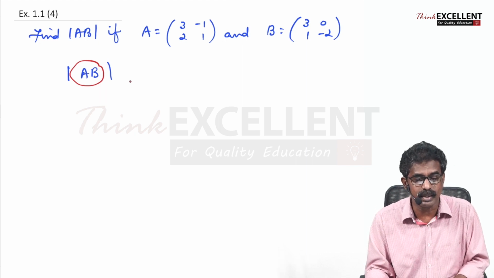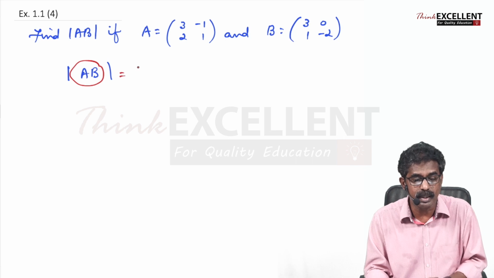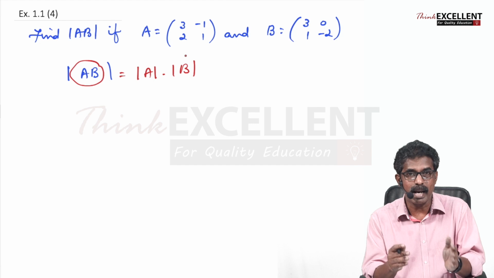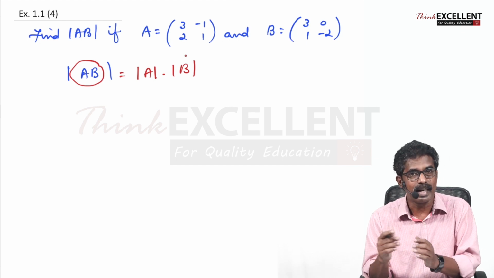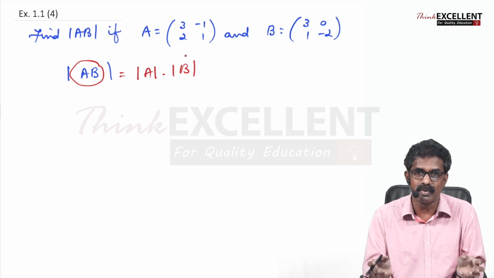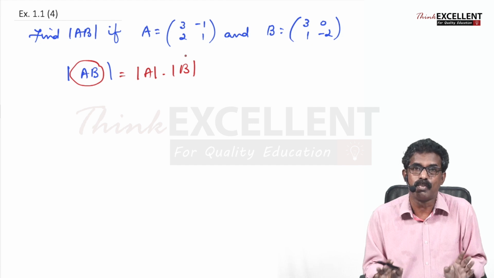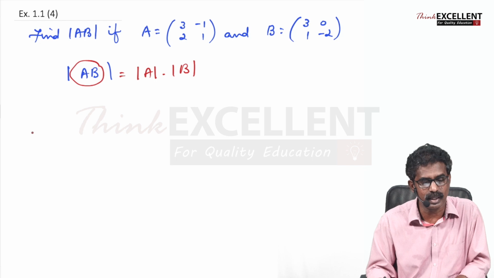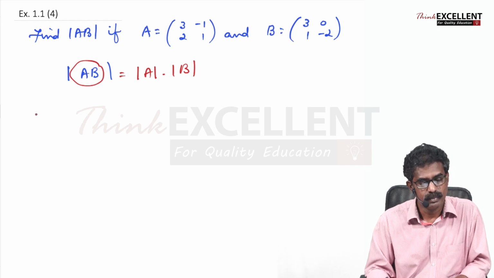Or there is another method. Determinant AB can be written as determinant A into determinant B. Like that also you can do. So matrix A, write it as a determinant. Matrix B, write it as a determinant. Both you simplify, you will get two answers. Both answers you multiply, that's all. So I'm going to teach both the methods. Let us see whether you are getting the same answer, okay? So first method, you find AB.